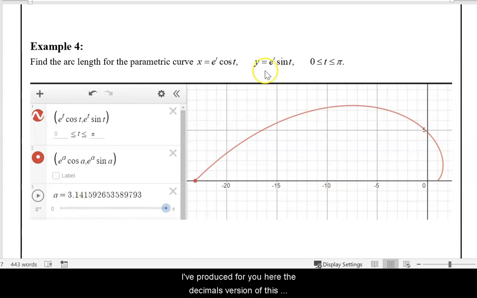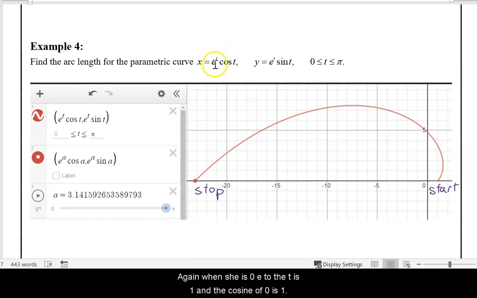I've produced for you here the Desmos version of this particular one. Notice that the slider bar is all the way towards pi and the dot on the curve is all the way here on the left. That means that when we're looking at our curve, that is the stopping point. You could plug in the t values to determine where it begins, but I will tell you that the start is here at the coordinates 1, 0.